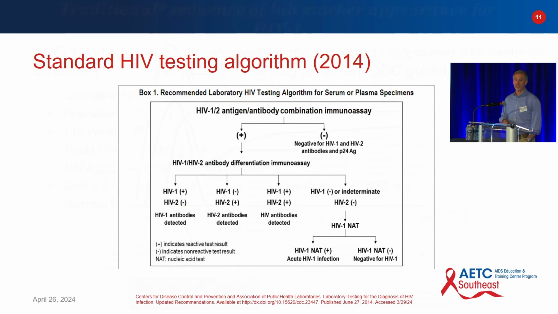So this is the standard HIV testing algorithm that the CDC first proposed back in 2014, and it starts with an HIV 1-2 antigen-antibody combination immunoassay. When that test is negative, in most cases, we can say that that person is not infected with HIV.